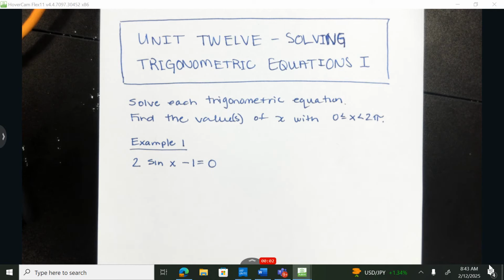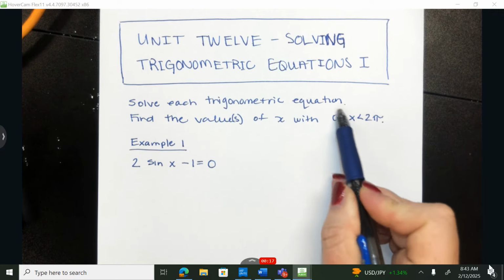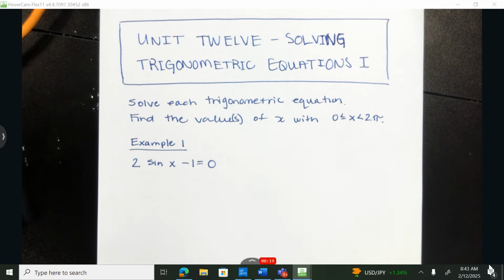Unit 12, Solving Trigonometric Equations. In example 1, we have 2 sine x minus 1 equals 0. We want to find the values of x such that x is between 0 to 2 pi. So we can include 0 and go all the way up to 2 pi.